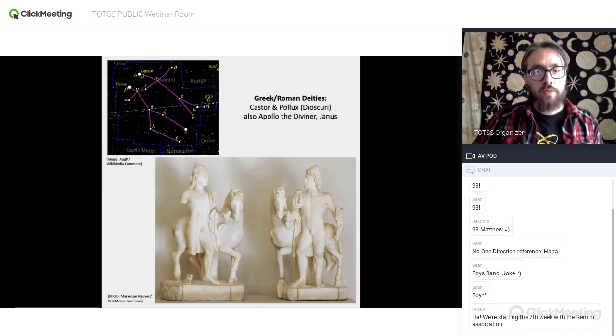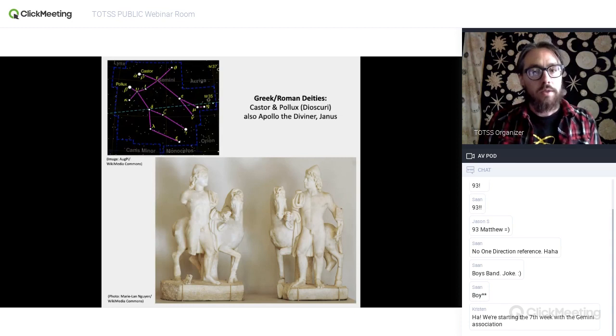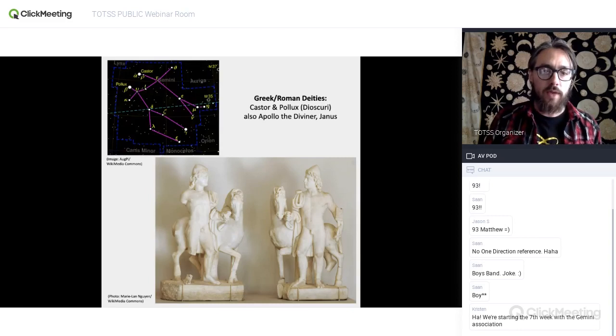All right, so for Greek and Roman deities, we've got Castor and Pollux. Castor and Pollux are associated with the constellation Gemini very directly. In the upper left there, you can see a star map of the constellation Gemini, and you can see how they're the twins, two human figures there. And the brightest stars located at their heads are Castor and Pollux.